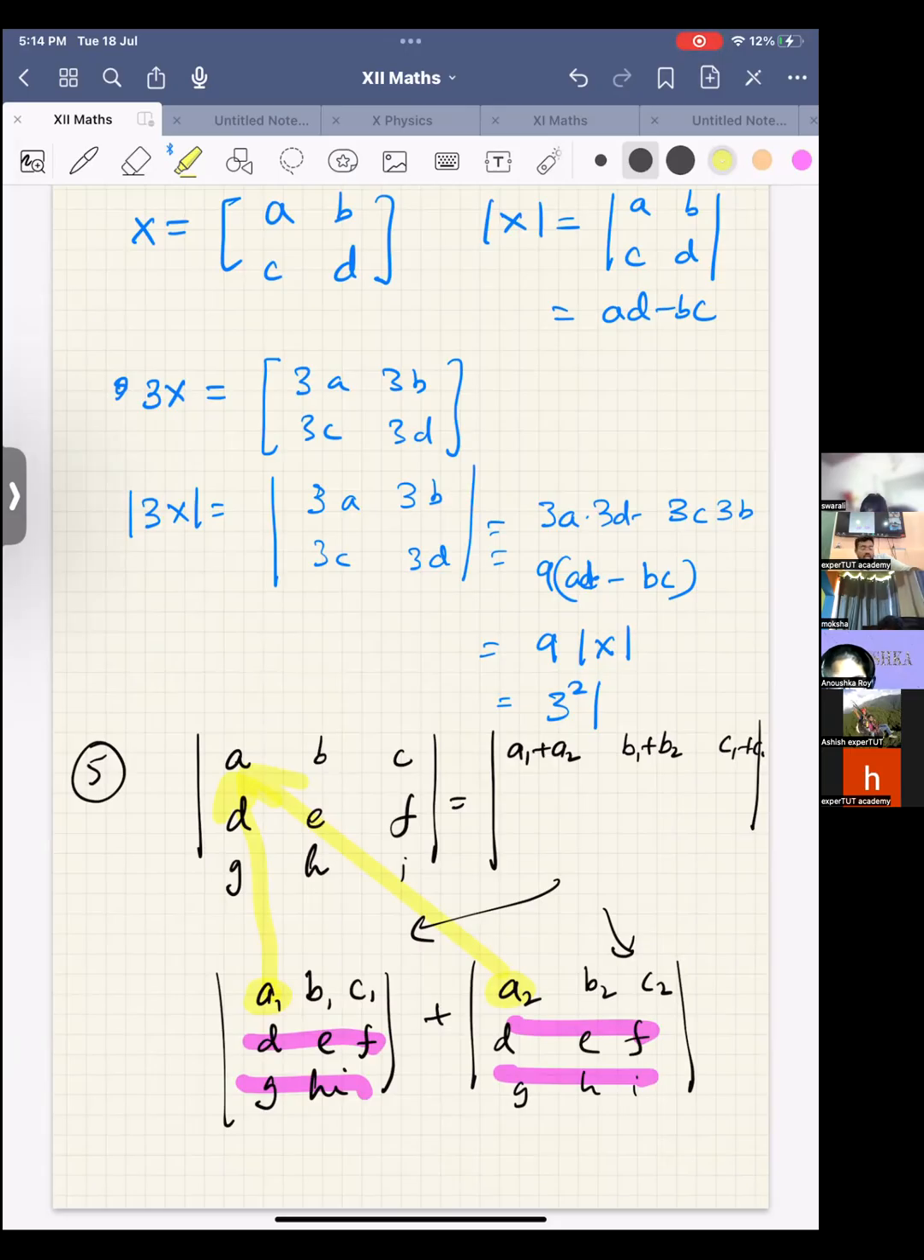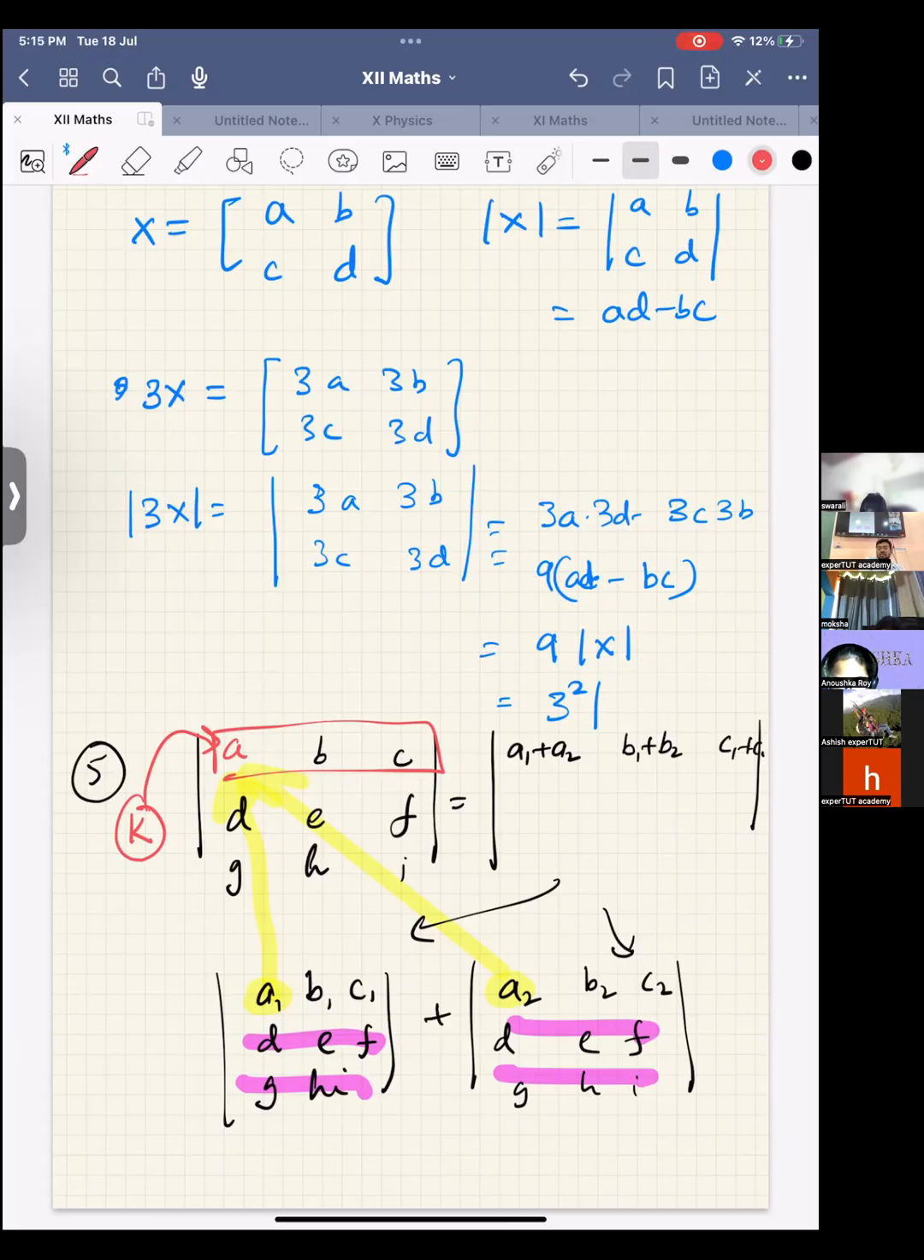This is done, and then the next property is an extension of this property. If you multiply one number k outside the determinant, then k gets multiplied to any one of the columns, or any one of the rows. So let's say this. I think this much is okay.